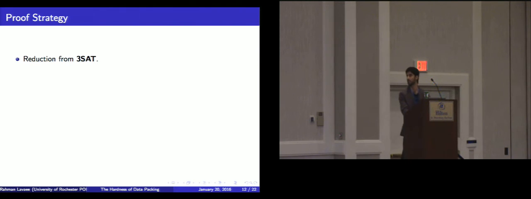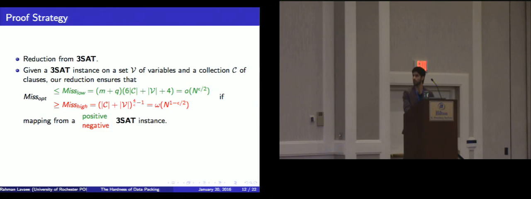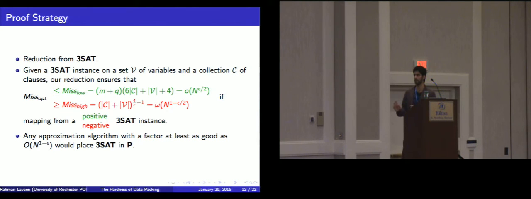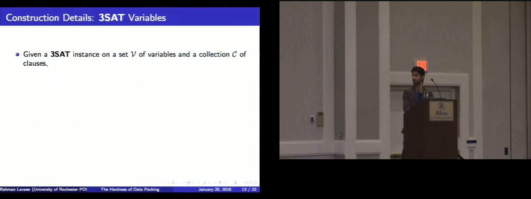Now, the proof strategy is a reduction from 3-SAT. So given a 3-SAT instance on a set of variables and a collection of clauses, we are going to separate the case where we map from a positive instance of the 3-SAT and the case where we map from a negative instance of the 3-SAT. So we are going to build a gap between the optimal number of misses in the two cases. And when we do that, we can argue that any approximation algorithm with a factor at least as good as that would place 3-SAT in P. So this proves our theorem.